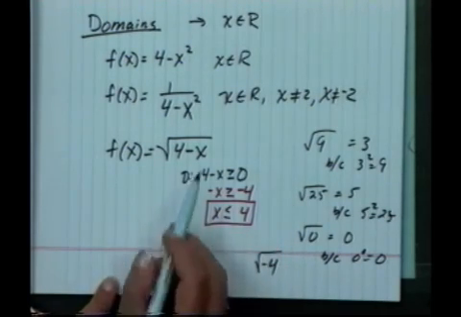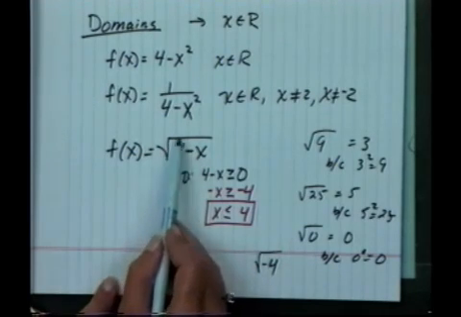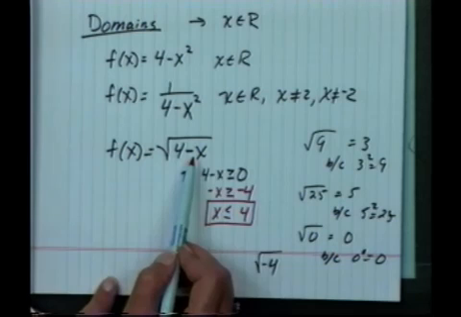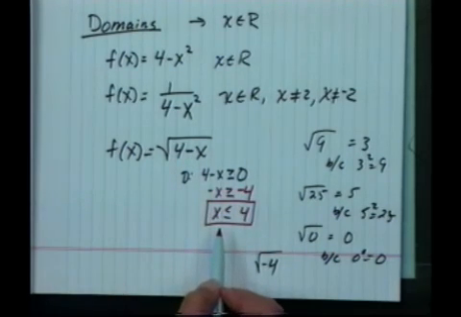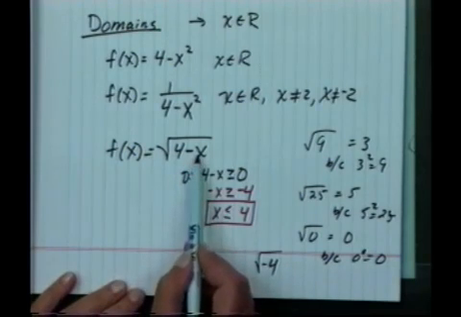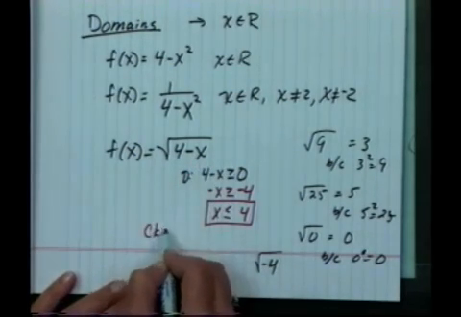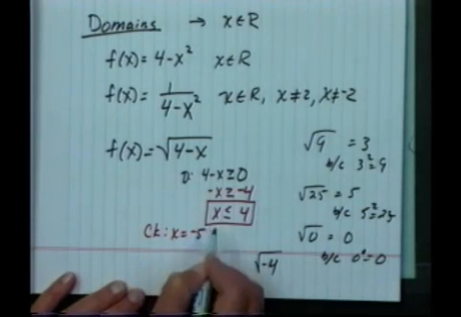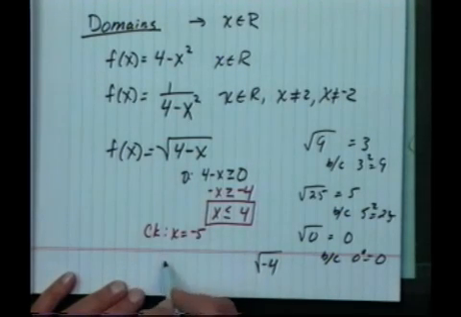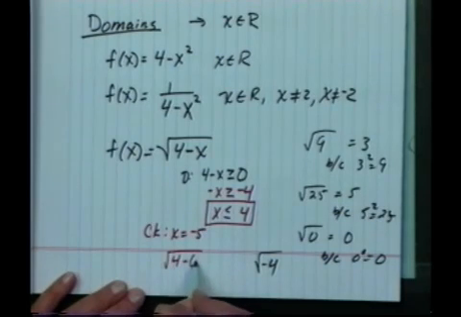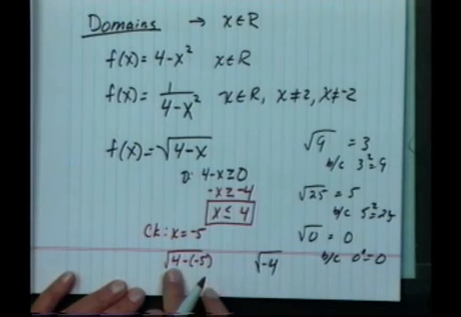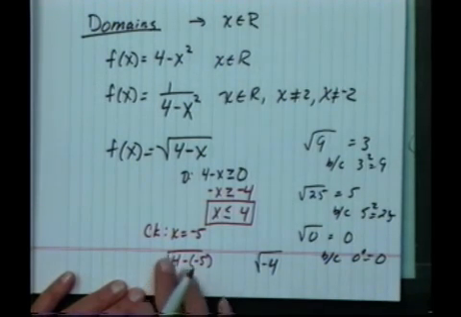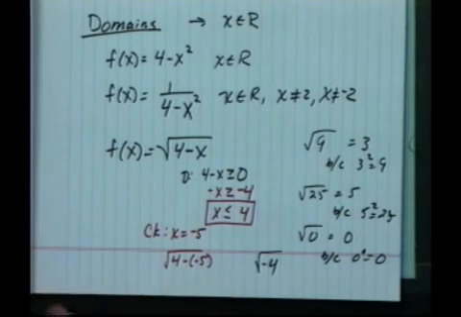Let's check that. If you put a 4 in, wouldn't you get the square root of 0, which is 0? Let's put negative 5 in. Check with x equal negative 5. The square root of 4 minus a negative 5. Is that going to work? Yeah, because you got 4 plus 5 is 9. Square root of 9 is 3. Okay? Everybody good with domains?